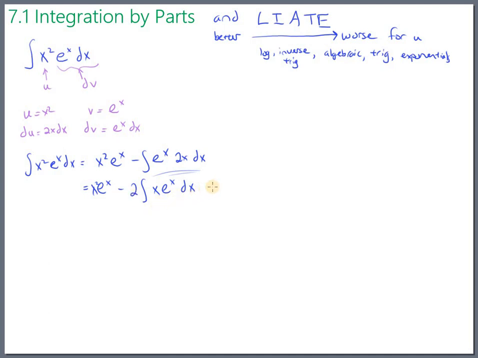So for this piece over here, I'm going to choose u to be x and dv to be e to the x dx. Means du is 1. Derivative of x is 1. And v is e to the x. So let's keep going on our integration here. I'm just going to copy down the parts we already have.